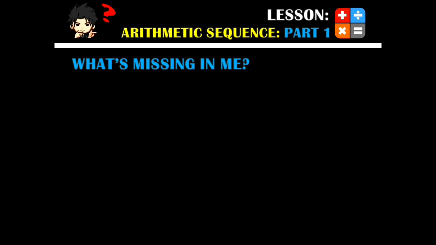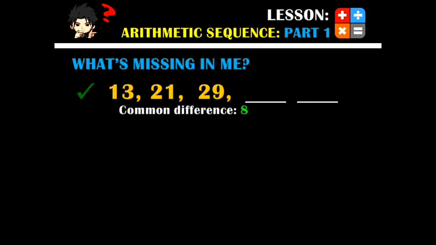Now, let's have the activity called What's Missing in Me. For this part, we are going to identify the missing terms in the following arithmetic sequences. Let's have the first one. To get the missing terms, we need first to identify the common difference of the given sequence. In this example, the common difference is obviously positive 8. So therefore, after 29, we should have positive 37 and positive 45.